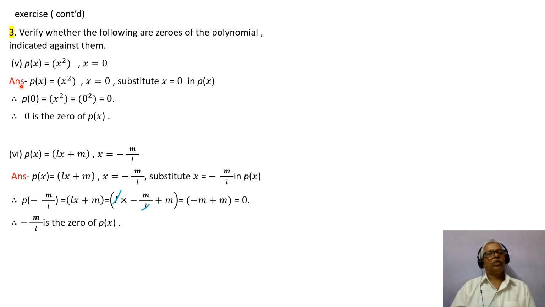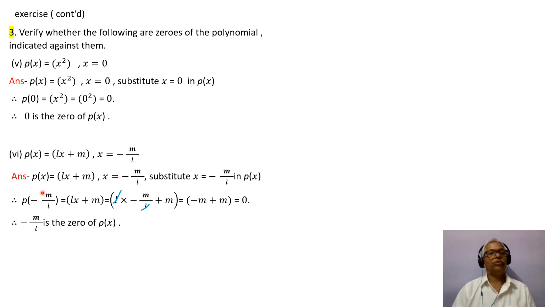Okay, fifth one, p(x) equal to x square at x equal to 0. Answer: p(x) equal to x square at x equal to 0. Write the whole expression again. Substitute x equal to 0 in p(x). So we have done it. P of 0 is equal to x square, equal to 0 square, which is 0. So 0 is the 0 of p(x). Very simple.